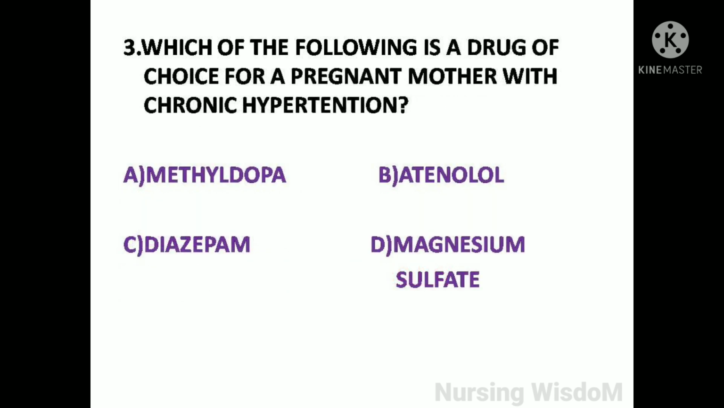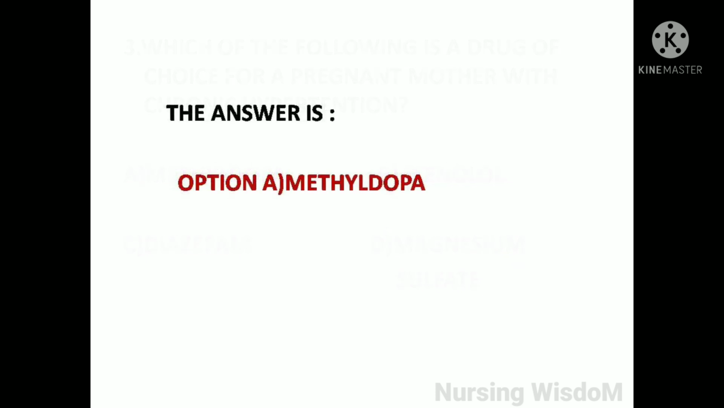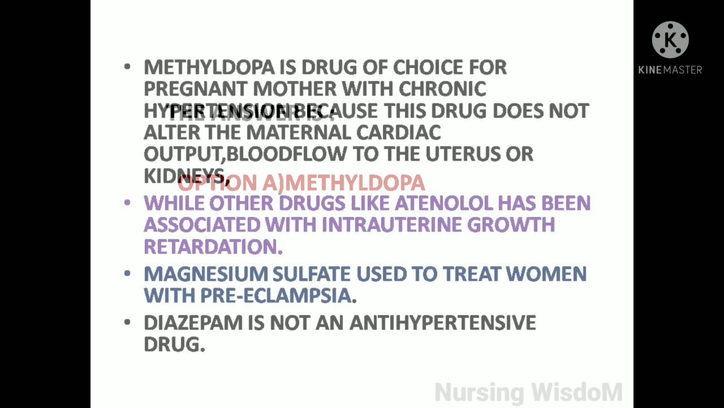Next question. Which of the following is a drug of choice for a pregnant mother with chronic hypertension? Option A, methyldopa. Option B, atenolol. Option C, diazepam. Option D, magnesium sulfate. Here the answer is option A, methyldopa.